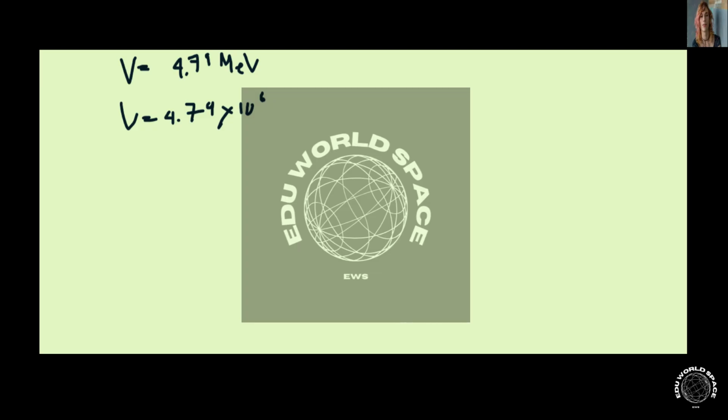And now the conversion is that 1 eV is equal to 1.6 times 10 to the negative 19 joule. So if we're converting into joules, which is the unit for potential energy, we can get that by multiplying this times 1.6 times 10 to the negative 19, the conversion from eV to joules. If we do that, we find that the potential is 7.664 times 10 to the negative 13 joules. So that's the answer to part A.